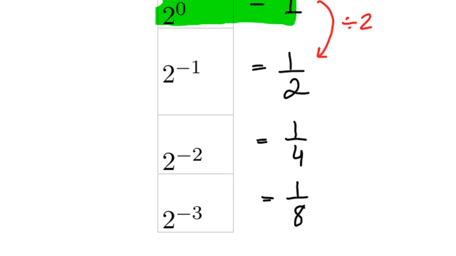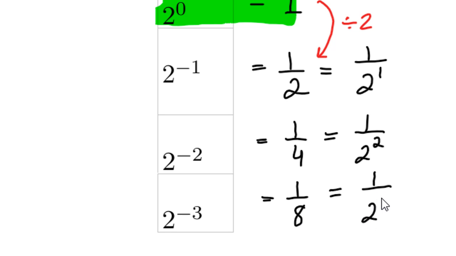Now I'm going to rewrite this in a different way. We have 1 divided by 2, which I could rewrite as 1 over 2 to the 1. The 1/4, I could rewrite as 1 over 2 squared. 1/8, I could rewrite as 1 over 2 cubed. The reason I'm doing this is because I want you to notice the following pattern. Here we started with 2 to the negative 1, which became 1 over 2 to the 1. 2 to the negative 2 became 1 over 2 squared. 2 to the negative 3 became 1 over 2 cubed.